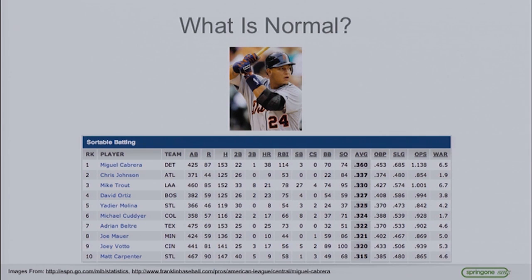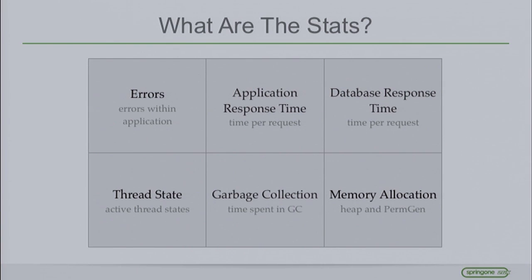So the next thing we want to look at is, what are the stats? You know, in baseball, there's your batting average. So what are the stats that are important to a web application? Now, I've listed 6 stats here that I think are pretty important. So the first one's errors. What exceptions are being thrown in your application? How frequently are they being thrown? Application response time. This one I would probably say is the most important.